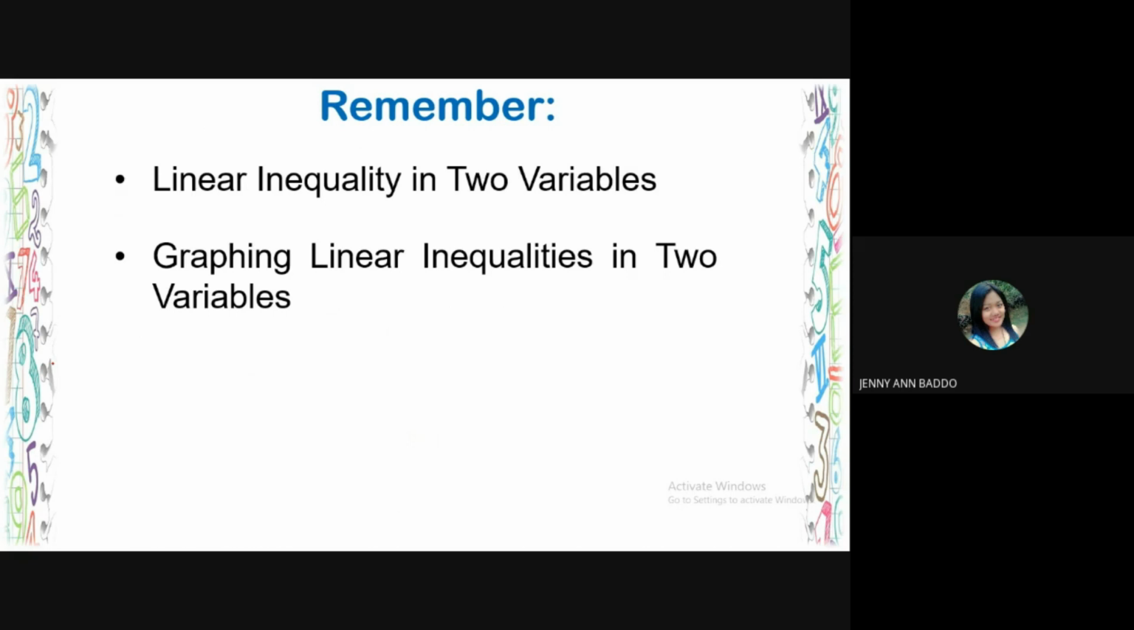And then, for testing a point to determine which side of the plane divider we're going to shade, we simply have to use or find a point that is on one side of the plane divider. Now, if you arrive at a true statement, then you shade where that point is found. But if not, then you shade the other side of the plane divider.